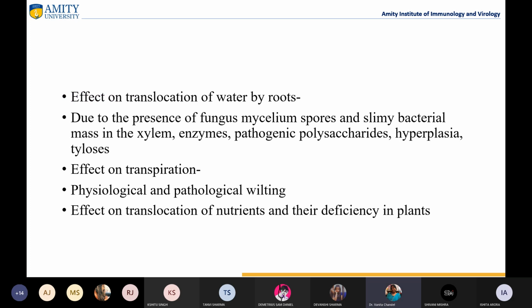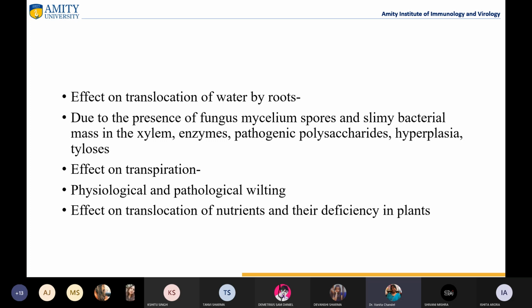Effect on the translocation of the water by the roots, right? So as I told you, fungus, mycelium, spores, or bacteria are present in the xylem, right? Or the enzymes, they could lead to different kinds of effects there. So movement of the different nutrition and the movement of the water through the xylem and the phloem of the plant, right? It can affect the transpiration also, right? The physiological and pathological wilting, right?